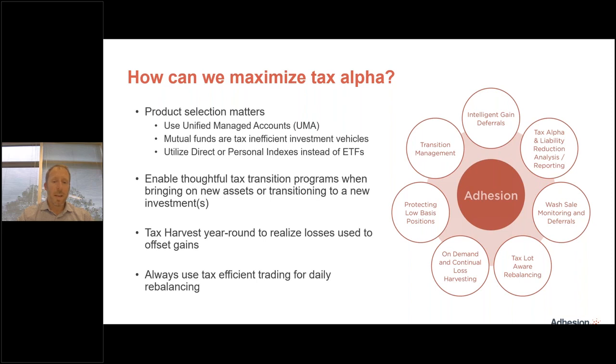And in these UMA accounts, there's an overlay manager, such as Adhesion, who oversees all the activity in the entire portfolio through a tax management lens. Since the overlay portfolio manager has this global view, they have the added ability to manipulate individual portfolio holdings to minimize an account's tax consequences. And this is all done while aligning the accounts closer to the client goals.